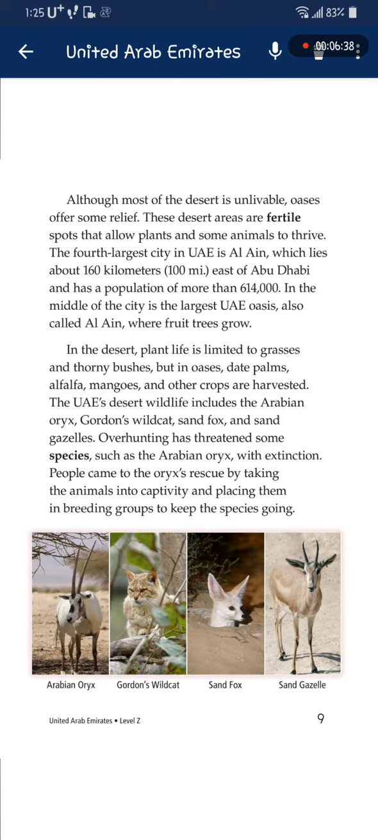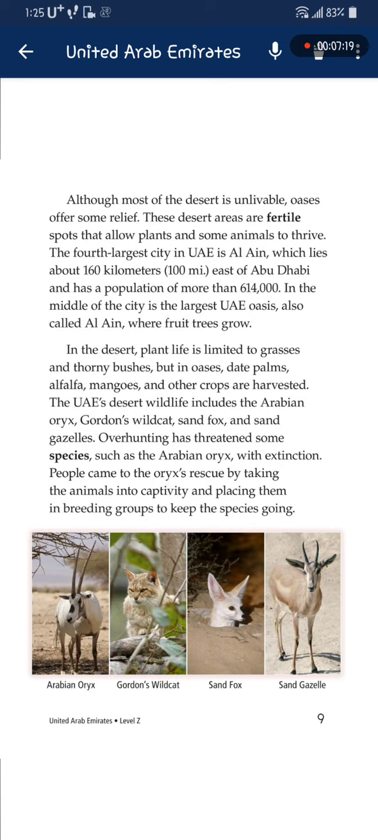Although most of the desert is unlivable, oases offer some relief. These desert areas are fertile spots that allow plants and some animals to thrive. The fourth largest city in the UAE is Al Ain, which lies about 160 kilometers east of Abu Dhabi and has a population of more than 614,000. In the middle of the country is the largest UAE oasis, also called Al Ain, where fruit trees grow.